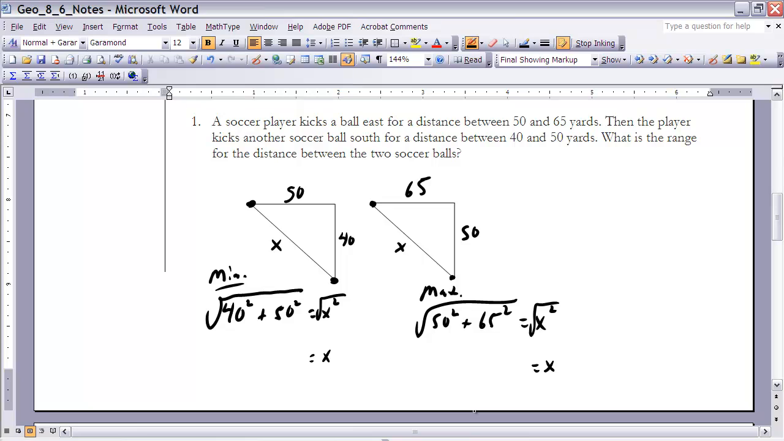And if I do that on my calculator, I come up with an answer of about 64. So the minimum is approximately 64 yards. Should put that yards in there. And the maximum would be taking the square root of 50 squared plus 65 squared, which I'm going to do on my calculator as well. So that's approximately 82. Now make sure you try both of these on your calculator and make sure you're able to get those answers. If you're not getting those answers, you're probably doing something wrong with your keystrokes with your calculator, and let's talk about that in class to make sure that we're doing that part correctly.